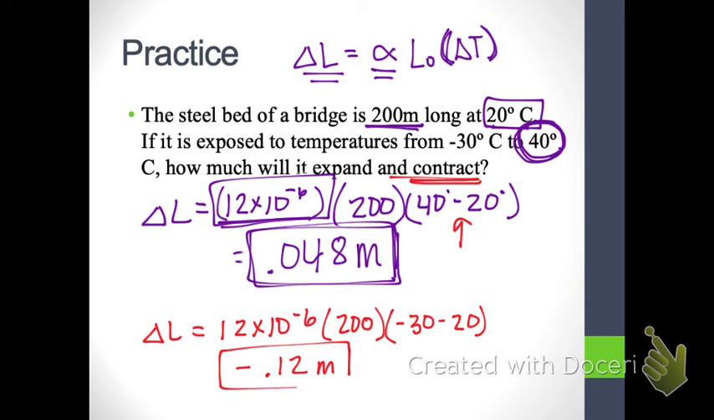And so the negative just tells us that it's doing what? Yeah, it's just telling us that it's getting smaller, right? Our length is getting smaller. That's all it's telling us.